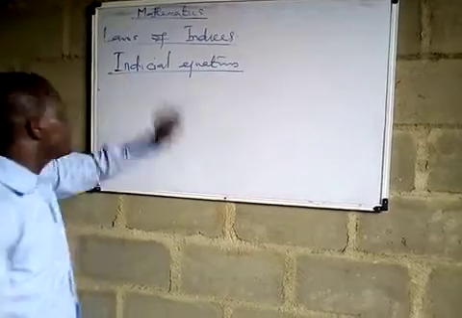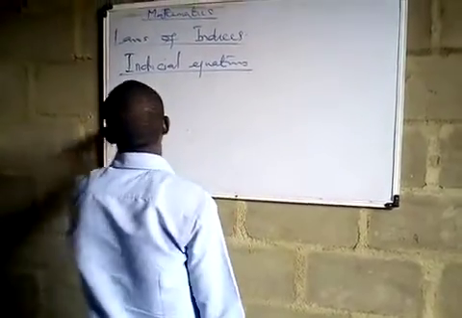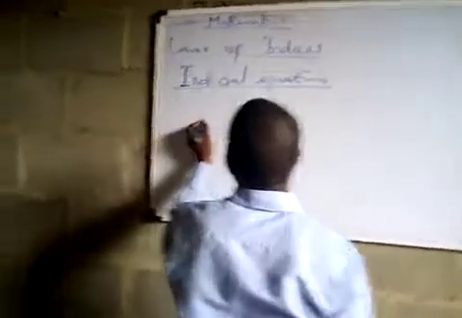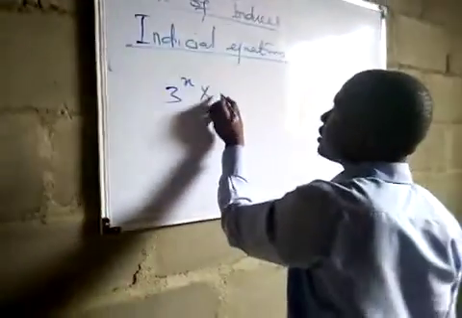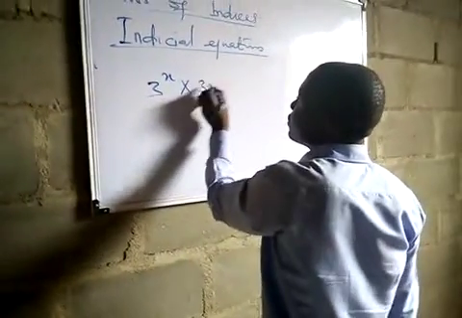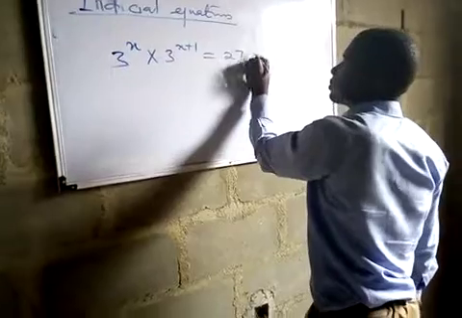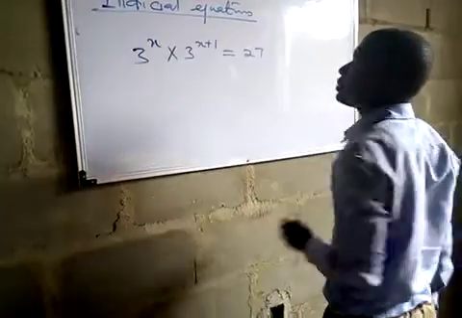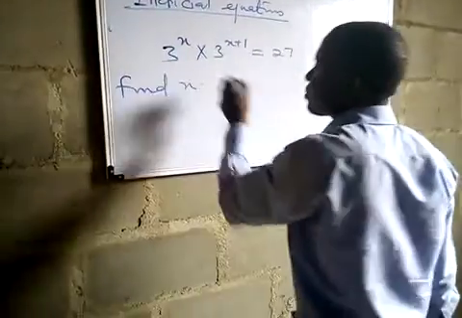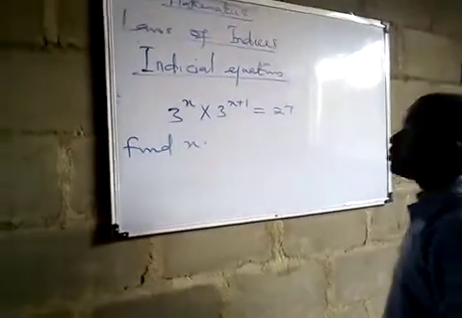That's the final answer of the initial equation. Equations involving indices. Suppose I have this type of equation: 3 raised to the power of x times 3 raised to the power of x plus 1 equals 27. The equation is to look for the value of x. So how can I look for the value of x?